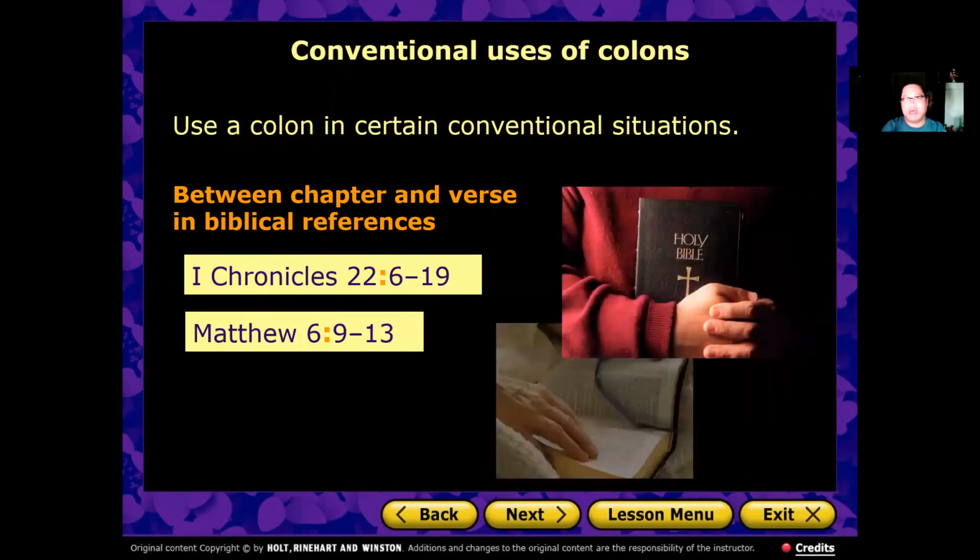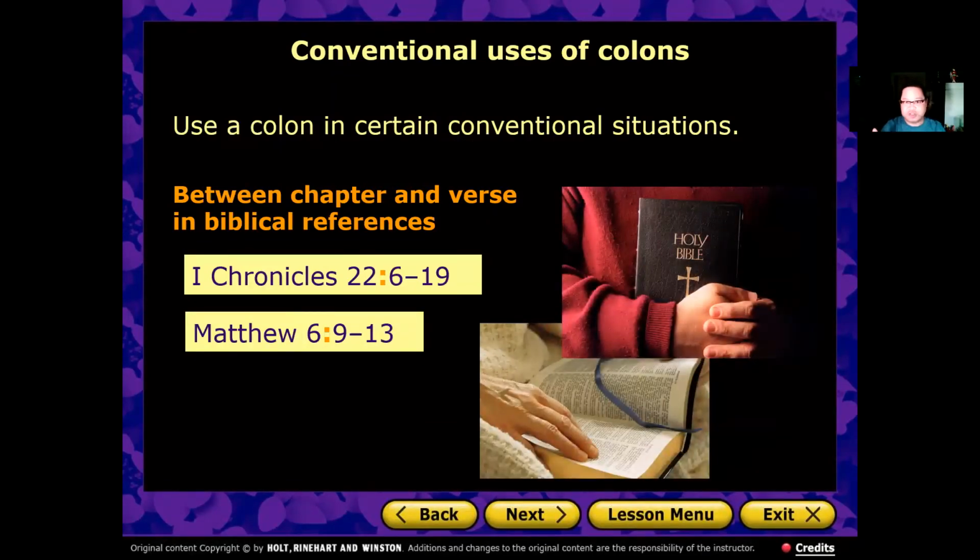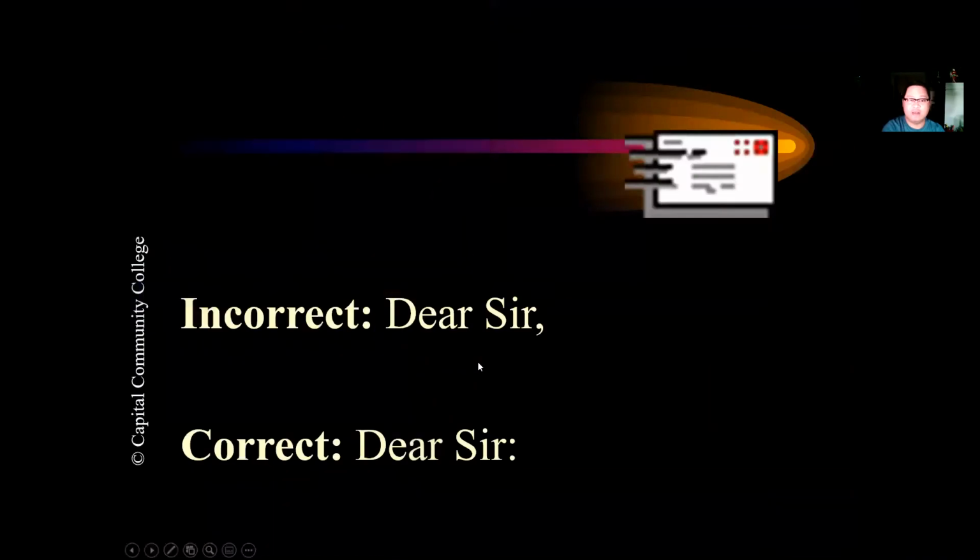When we are talking about Bible verses, if you're a Christian, I'm sure you're familiar with the Bible. Okay, so to separate chapter and verse, we use a colon. So the first number is the chapter, and then if you follow it with a colon, that means you're talking about the verses, okay, or the verse. Like this example. This is the chapter, 22, and then the verses are 6 to 19. Okay?